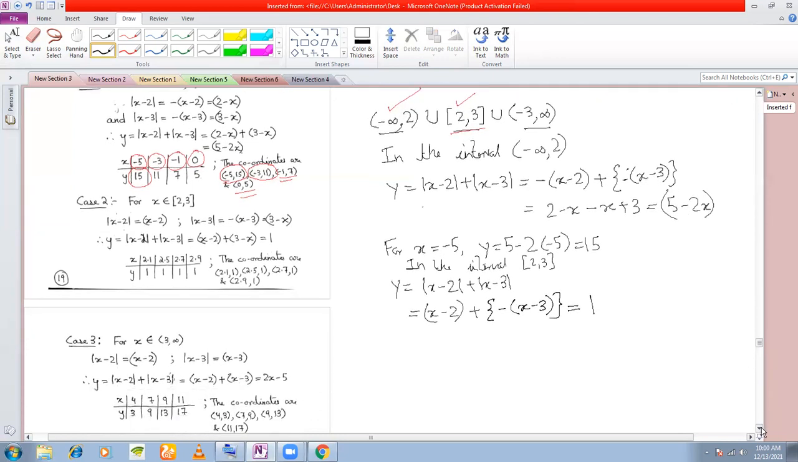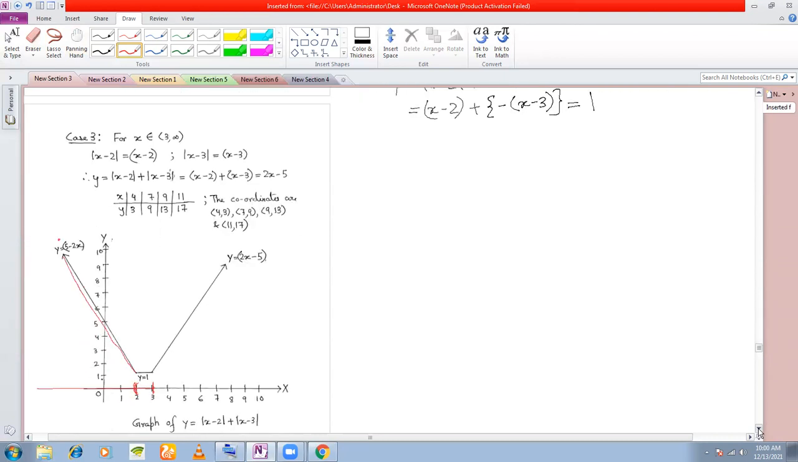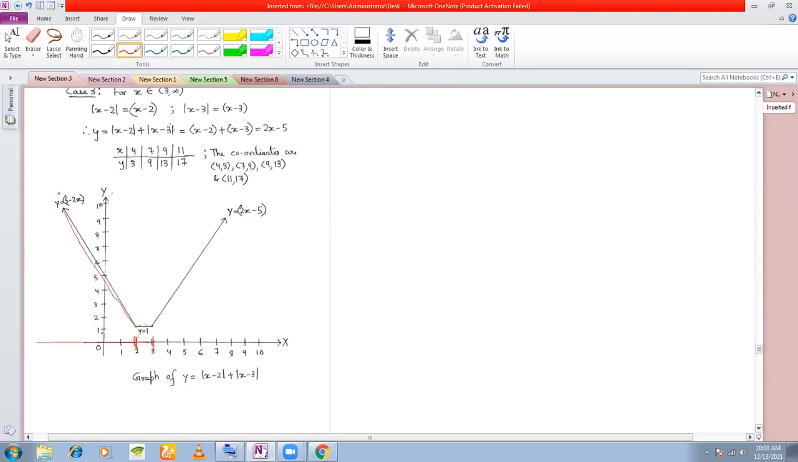If you simplify, in this case I have taken values between 2 and 3 as 2.1, 2.5, 2.7, 2.9. And because y is equal to 1, whatever value of x I take, I'll get y equal to 1. Therefore, this is a straight line that is parallel to the x-axis. So in this interval, I'm getting a straight line parallel to the x-axis.